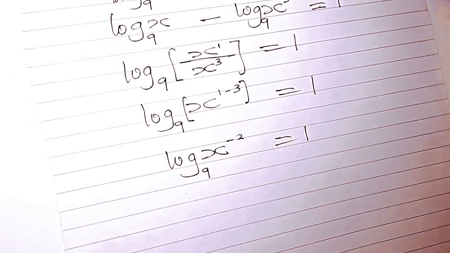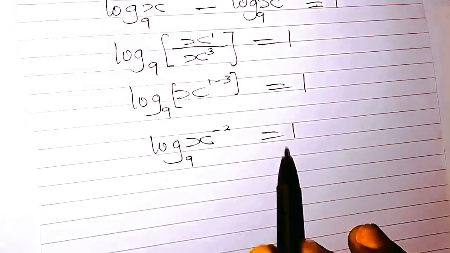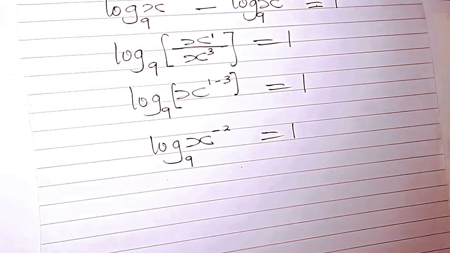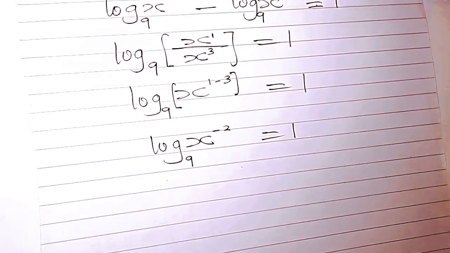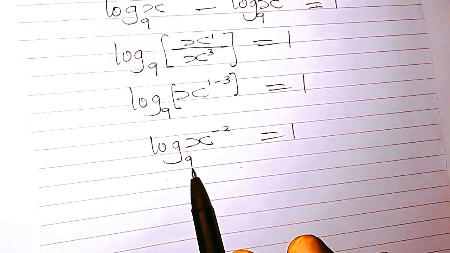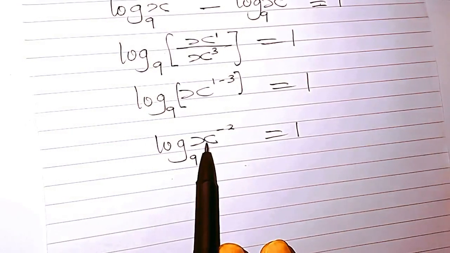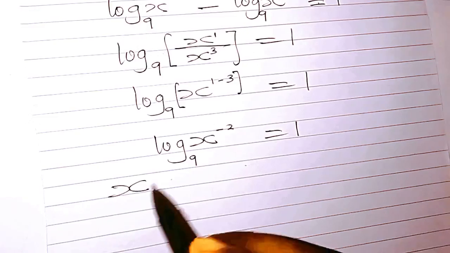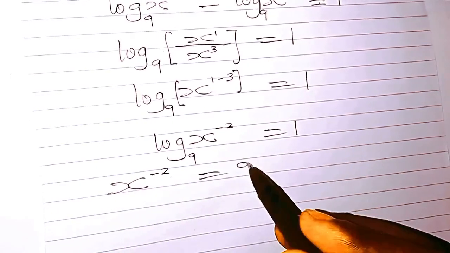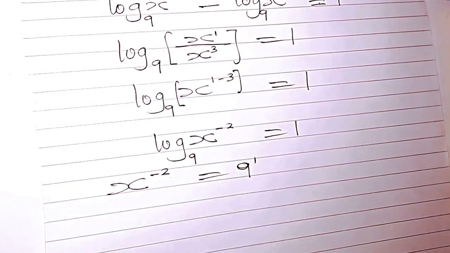And then one of the things we can do is to change this to index form. I refer you back to one of my videos I made on the relationship between indices and logarithm. So some kind of fundamental understanding is required. So changing this to index form, we have 9 raised to the power of 1 equal to whatever terms you have. In this case, we have x raised to the power of minus 2 equal to 9 raised to the power of 1.